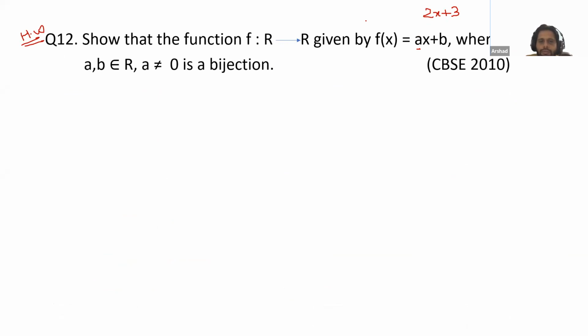I will give you just 1 minute for this. Please note this down, then we will start the next question. It is a very simple question. Just apply the same methods which we have applied in some of the previous questions.